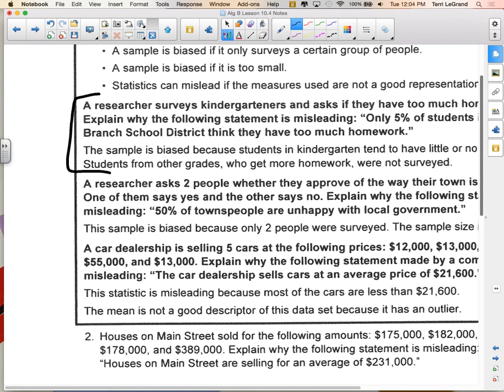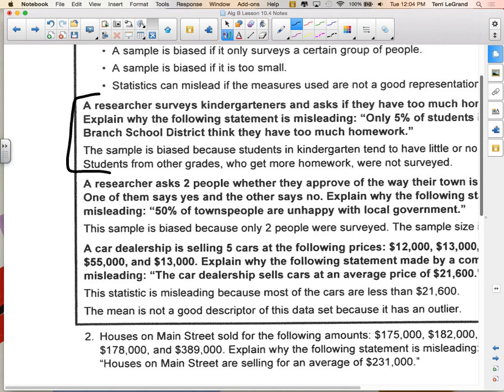Yeah, they're going to say, no, I get to play outside after school, I don't have any homework. But you guys are saying, wait a minute, you should see how much we have. How come nobody asked us? So that's a biased sample because they only asked the kindergartners. They're not the only ones in the school district, are they?